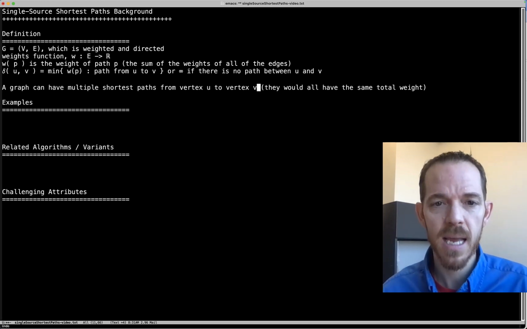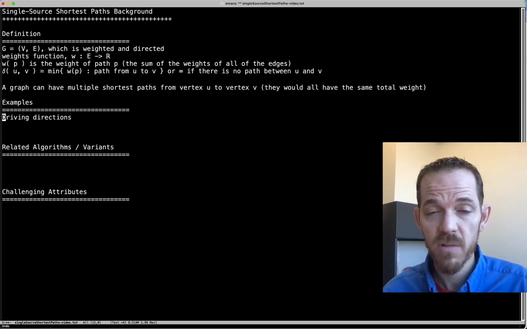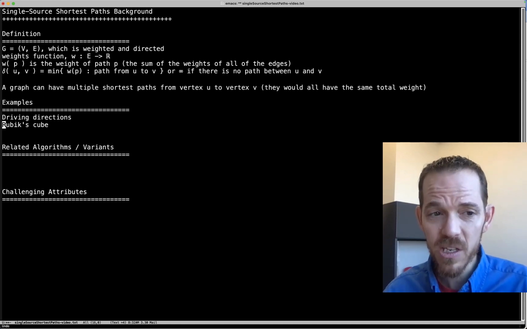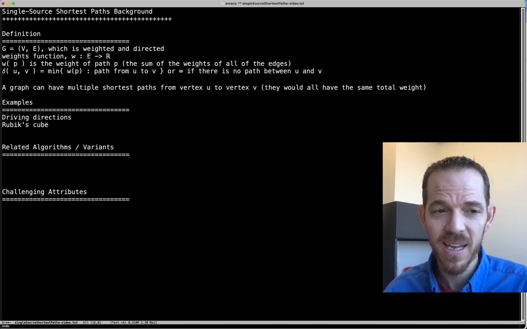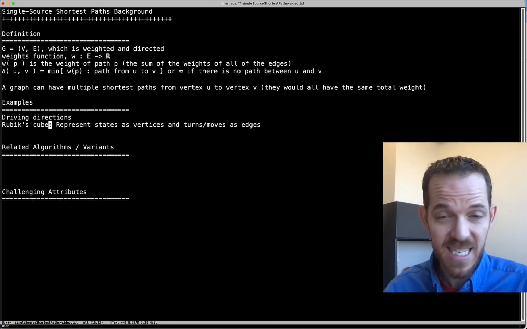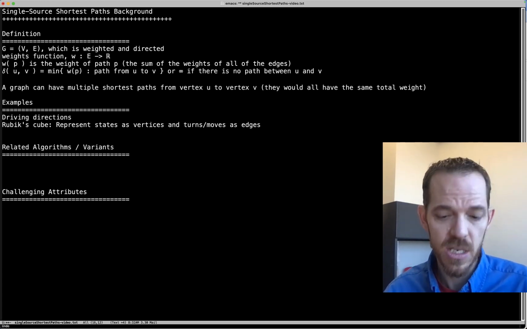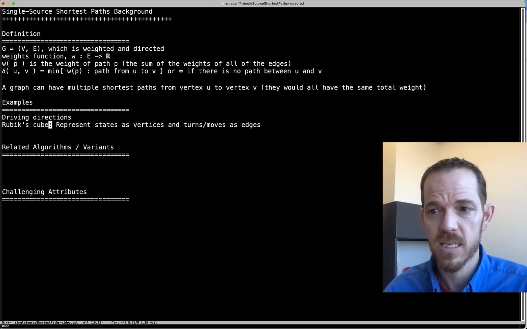All right, let's talk about some examples. We could find this in driving directions. For example, you could imagine various things being vertices, intersections, or destinations, and then edges between them. You could look at breaking the world record for a Rubik's Cube. It is very fast, by the way. We could, for example, represent states as vertices and then the turns or moves as edges and then look at what's the shortest distance.